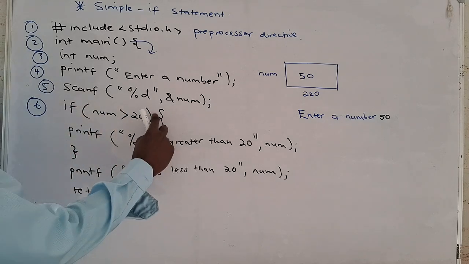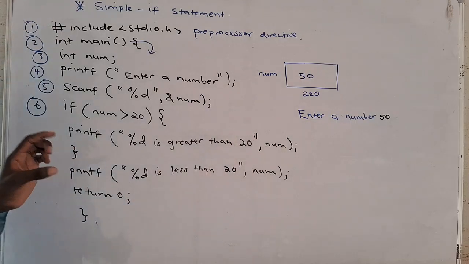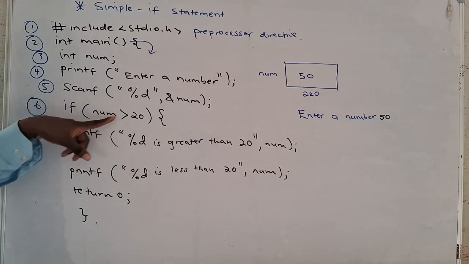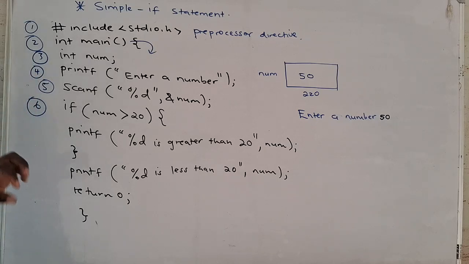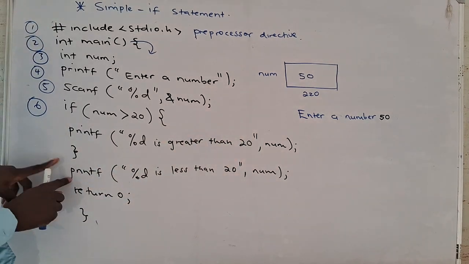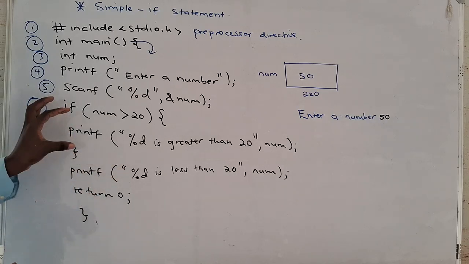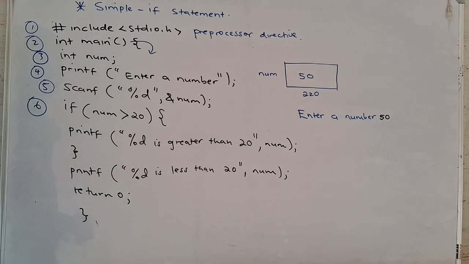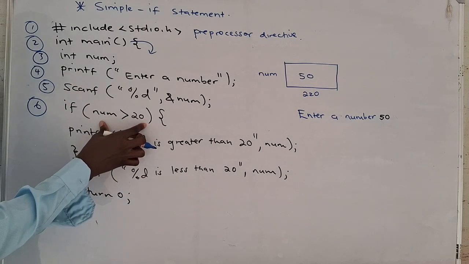The compiler will enter into this if block, and it is going to print this statement. If num is not greater than 20, if num is less than 20, what is going to happen? The compiler is not going to execute this statement. It is going to skip it, and it is going to print whatever statement is outside of the if block. So let's check. I told you, the condition is going to be evaluated first.